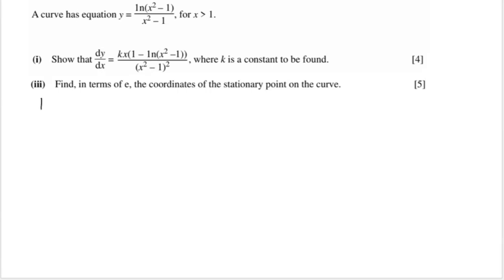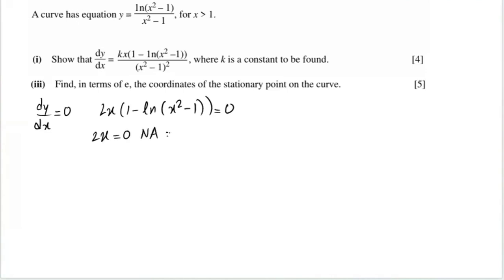First, we put the first derivative equal to 0. So if a fraction is 0, only the numerator is 0. And remember, k is 2. So 2x and 1 minus natural log of x squared minus 1 equals 0. 2x equals 0 is not applicable, remember, since x is more than 1 at the start of the question, it's given. And so the only answer possible will be from this factor, right? So natural log of x squared minus 1 equals 1.